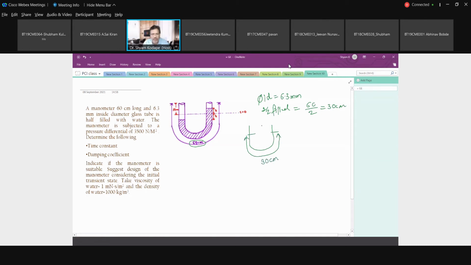ठीक है? Is this okay? And this length is 60 centimeter, from this point to this point. Agree?